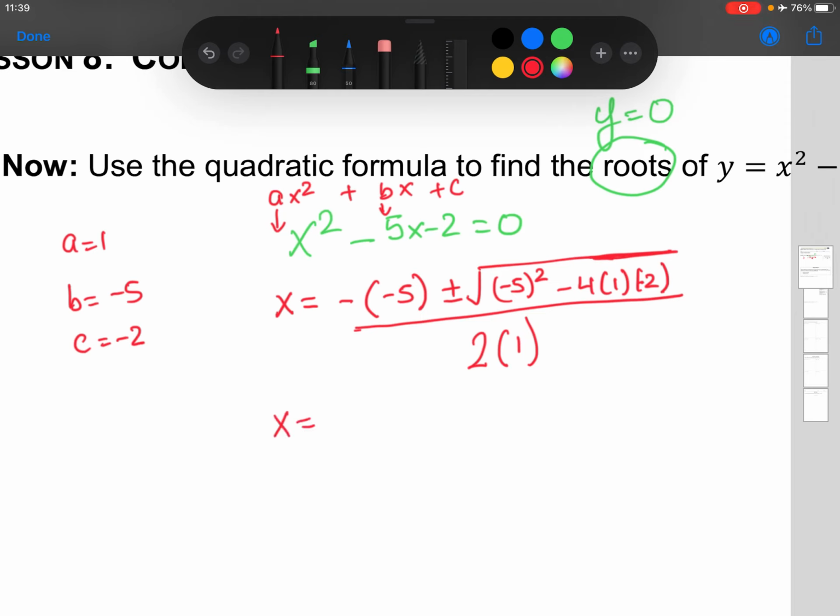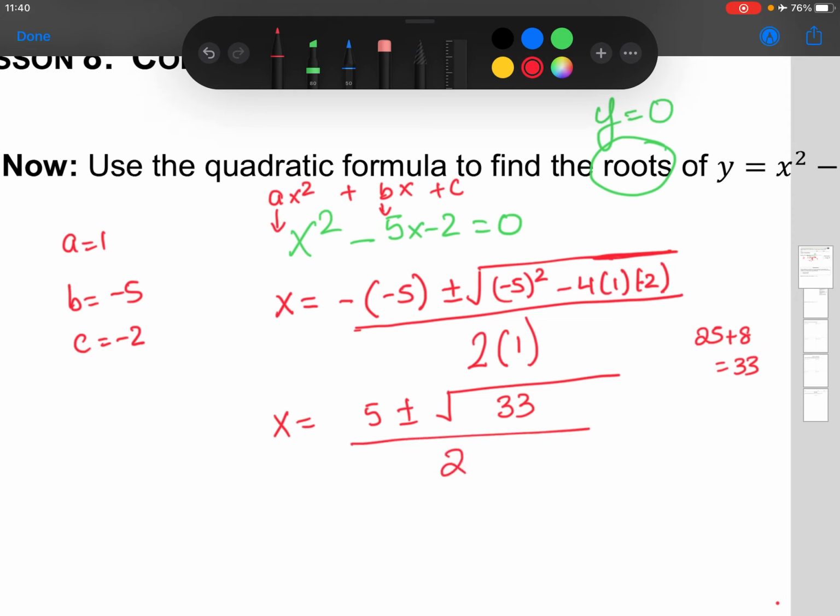So now you can actually put this whole thing in the calculator itself, or two negatives make it a positive. Plus and minus, let's do this in our head. Negative 5 squared is 25, right? It's a positive number. Squaring a negative number is always positive. And this would be plus what? 4 times 2 is 8, so which is 33. So it is 5 plus and minus rad 33 over 2.